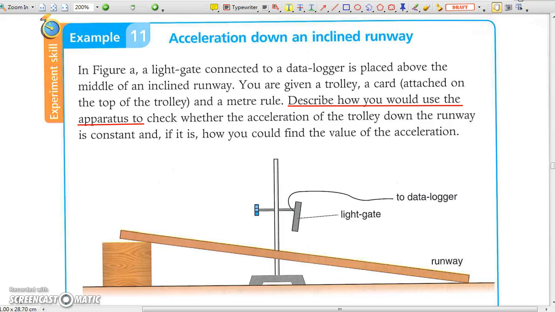You have to plot a graph, which was mentioned on page 65. The acceleration is constant if the graph appears to be a straight line. Lastly, try checkpoint 6 on the next page.